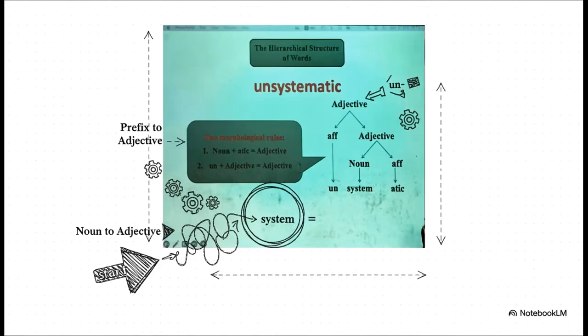Let's look at the blueprint for the word unsystematic. You have to start with the noun system. Then, the first step is you add -atic to turn it into the adjective systematic. Only then can you add the prefix un. Why? Because un attaches to adjectives, not to nouns. You couldn't make unsystem. It has to be done in that strict 2-step process.